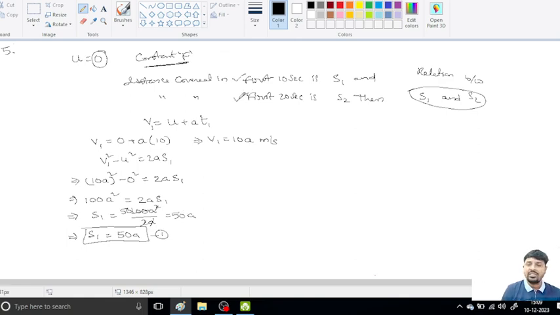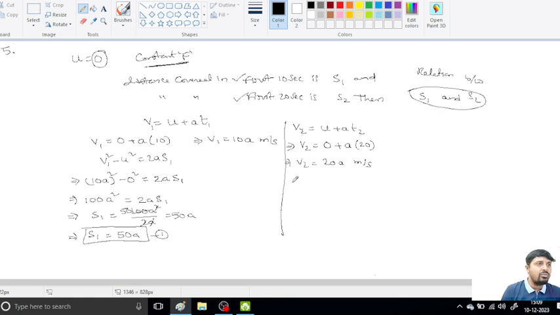Now we are going for the second situation. According to the second situation, v2 is equal to u plus at2. So v2 equals, with u value 0, a and time t2 is 20. So v2 is equivalent to 20a meters per second.